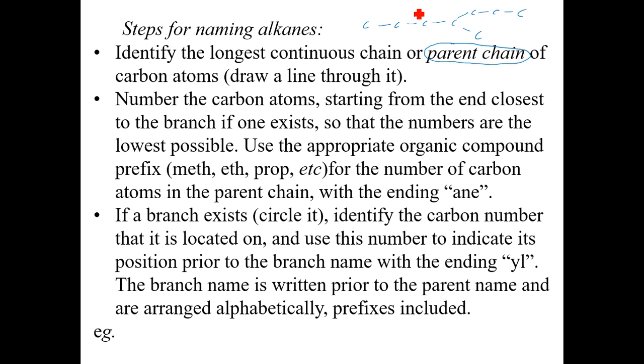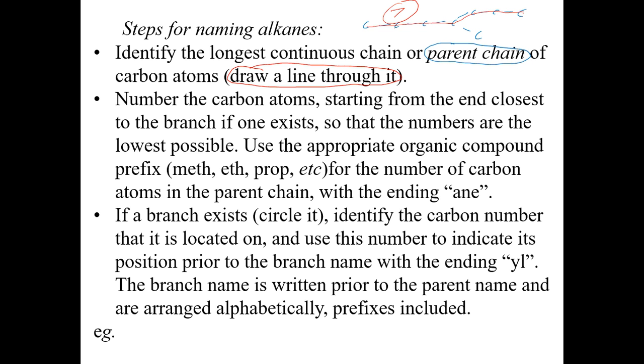Okay, so the longest parent chain. If we go across here, then we have 4. If we go down, I would only get 5 for the longest parent chain. If I go up this way, then I would get 1, 2, 3, 4, 5, 6, 7. So that would be our longest parent chain in this case. What I recommend you do is draw a line through your longest parent chain just to confirm that that is the longest possible chain that you can come up with.